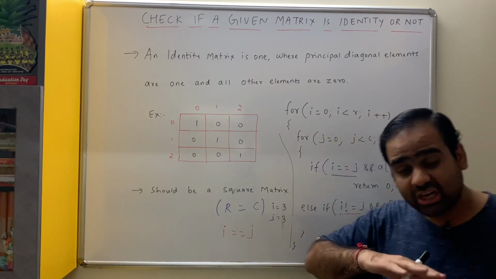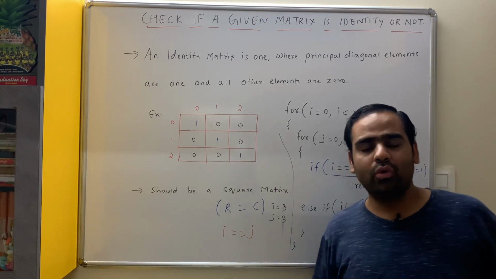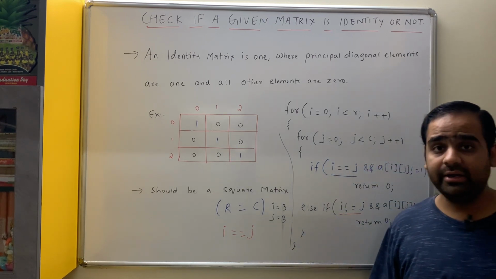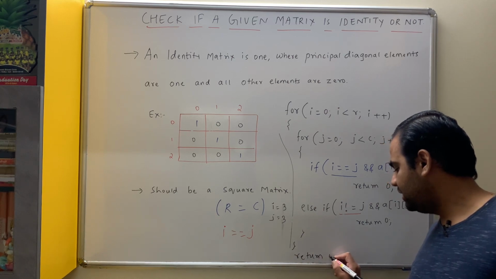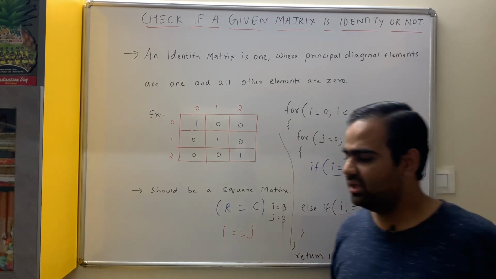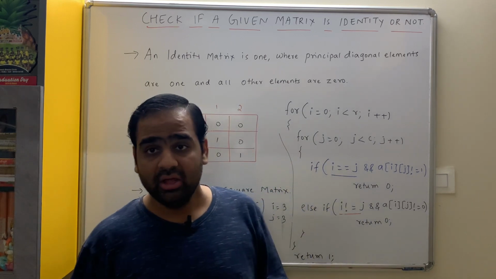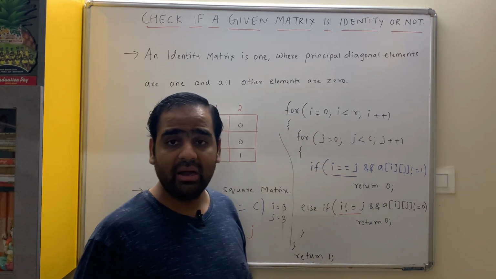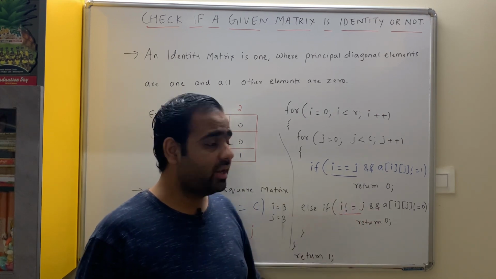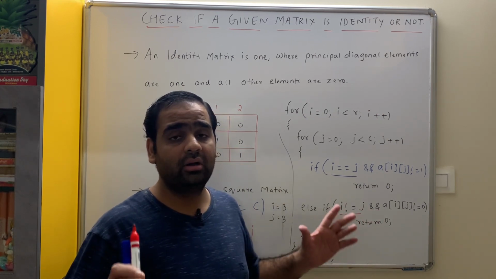That means you have checked all the rows, and all the rows correspond to the identity matrix. And if it is an identity matrix, what shall I return over here? I shall return 1, saying that it is an identity matrix. Is that okay? Now we will put this in the form of a function. If it is an identity matrix, we return 1, and if it is not an identity matrix, we return 0.